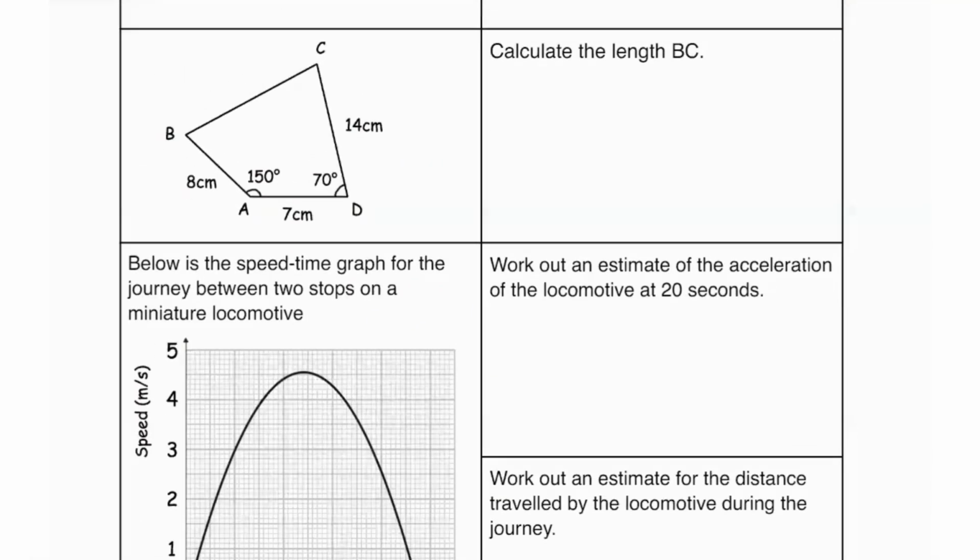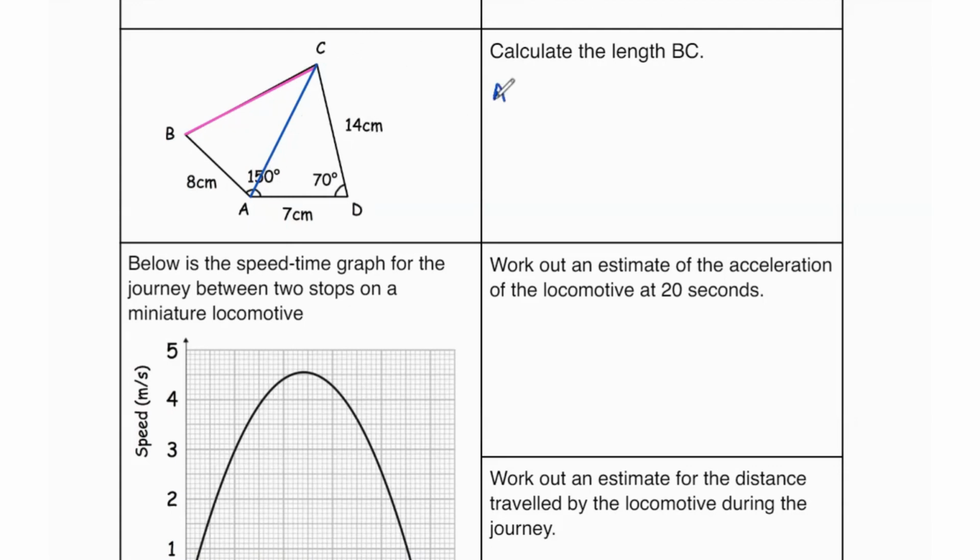The next question says calculate the length of BC. So this is BC. What I'm going to do is divide the triangle, drawing a line from C to A. If we look at the triangle ACD, we can see that we have the two lengths and the angle between them, which means we can apply the cosine rule to find the length of AC.